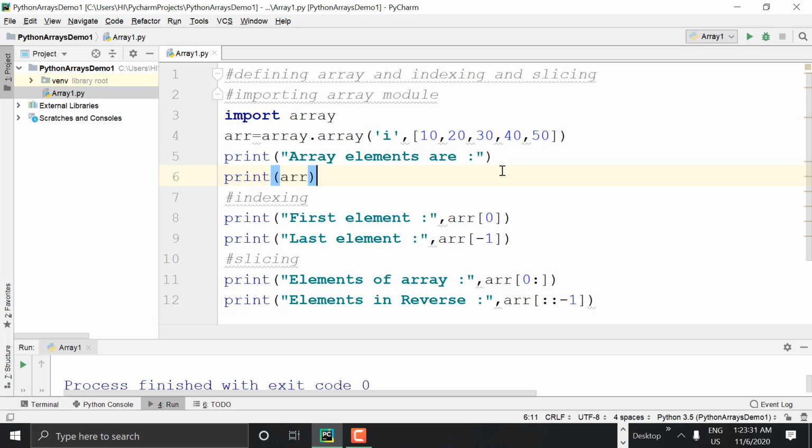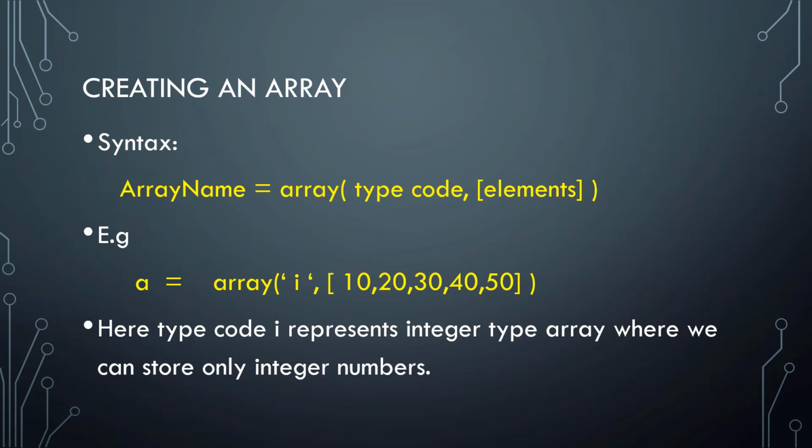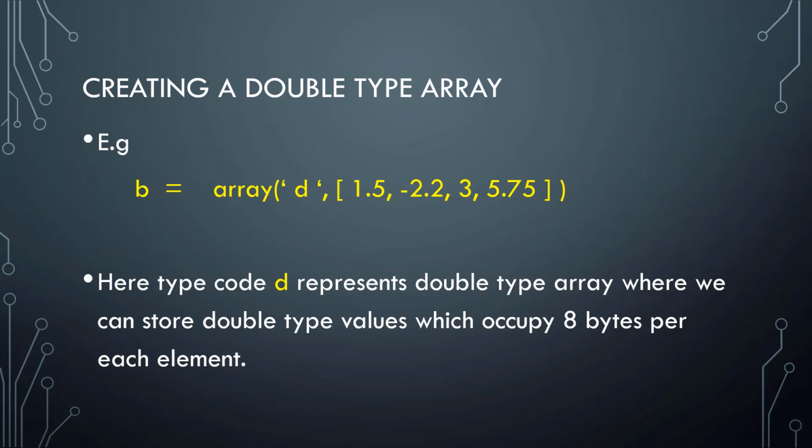The next example we'll see is double type array. Okay, let's switch to the PPT, and we are talking about double type array. So what is the example? B is my array name is equal to array, which is the function name, or you can also say array dot array, whatever, as per the import statement. And within single quotes, I have given D for double value.